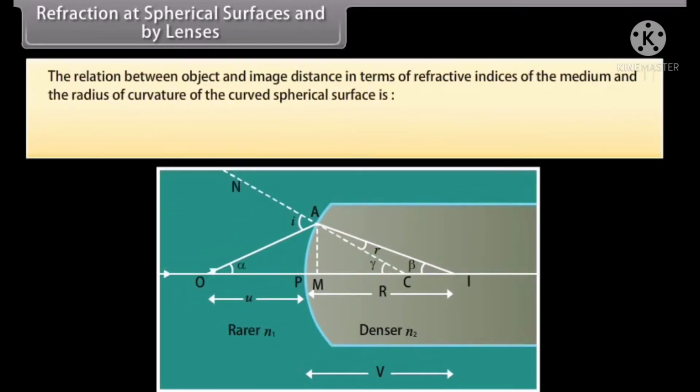The relation between object and image distance in terms of refractive indices of the medium and the radius of curvature of the curved spherical surface is N2/V − N1/U = (N2 − N1)/R.